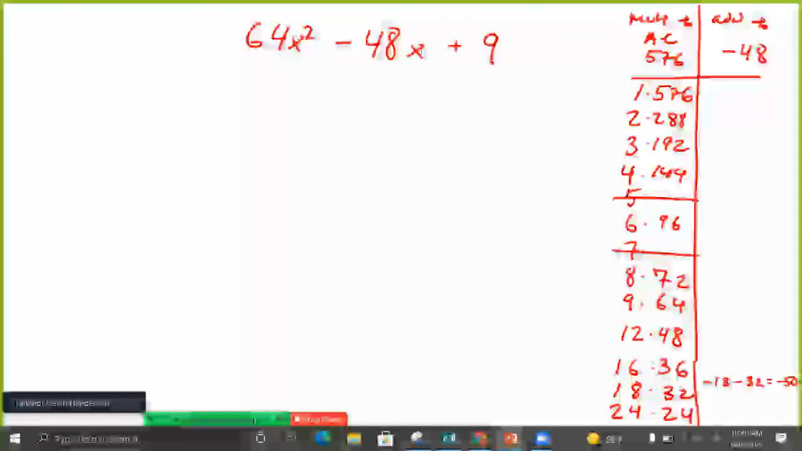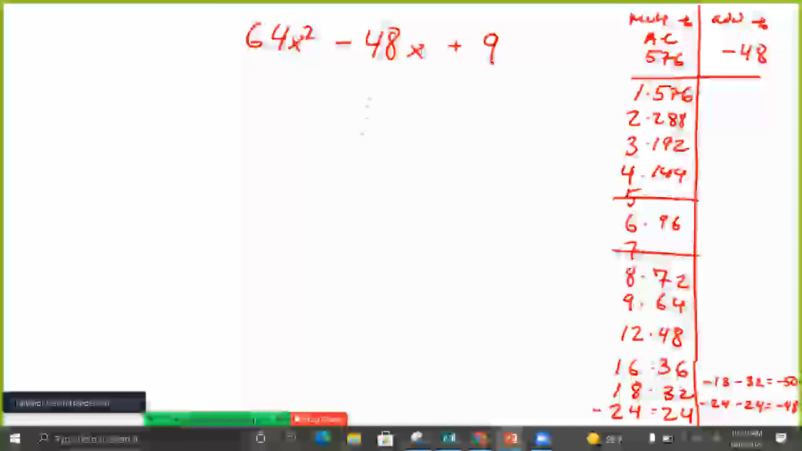Okay, so look, this is a good example because it's not always fast and easy. Sometimes the lists we make are going to be humongous, like this one was. So -24 times -24, that's probably our answer. They multiply to make 576, and when we add them, they add up to -48.